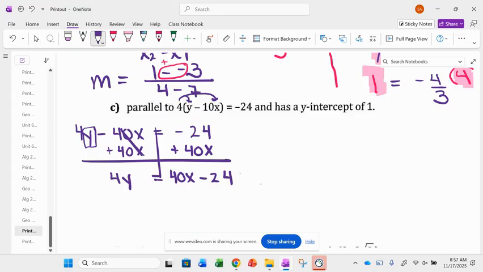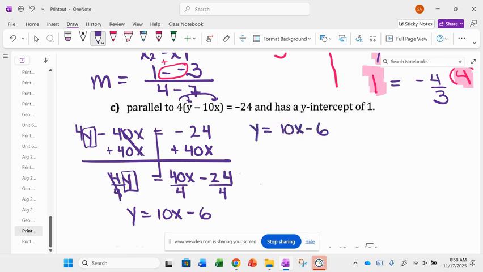Are we still following? Okay, so now I still need to get this y by itself. Now I'm going to divide by 4 under every single term. So we're going to get y is equal to 40x divided by 4, which is 10x. Negative 24 divided by 4 is negative 6. So now we have y equals 10x minus 6.